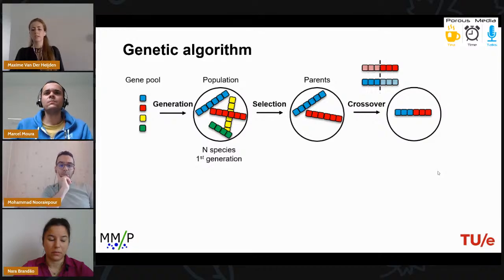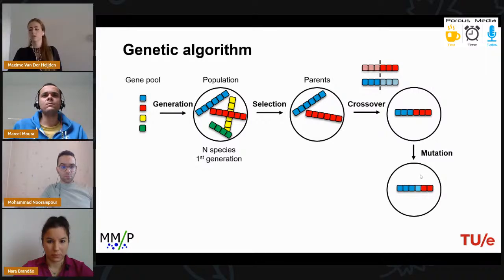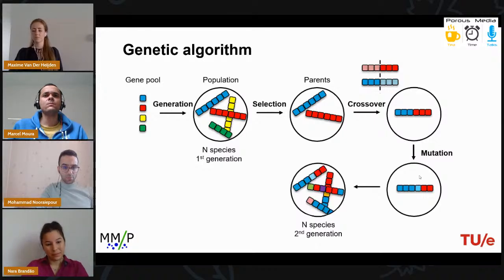Then the next step, the best individuals, the parents, can mate to form new individuals. These new individuals then have a chance to be mutated before they form a new generation of individuals. Then this generation is again evaluated and this process is repeated until a maximum amount of generations is achieved.